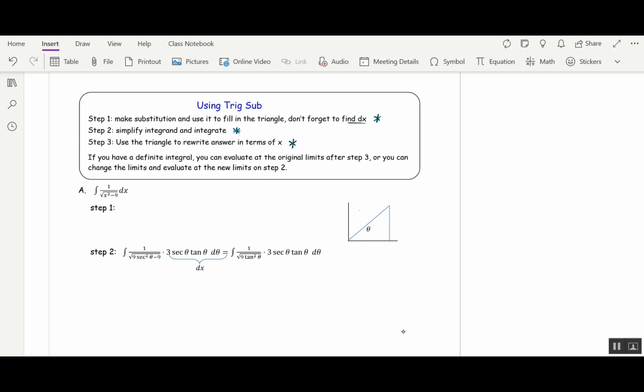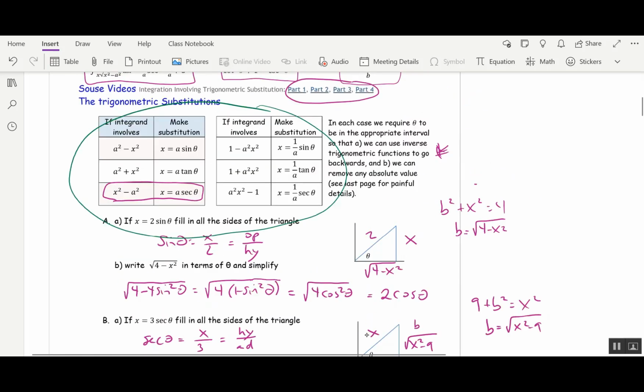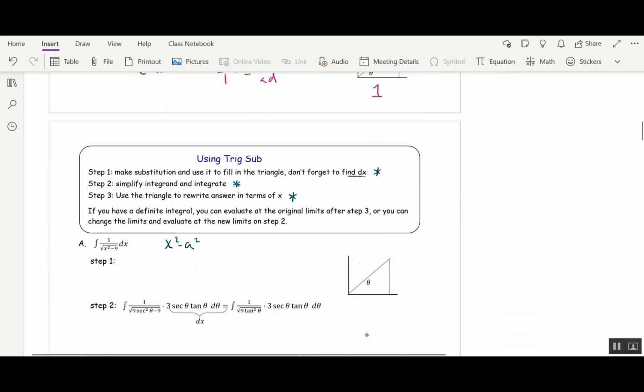So with this example here, we've got 1 over the square root of x squared minus 9. So we go up to our chart and we look for what substitution to use in the case that we have an x squared minus a squared. And if you look in that chart on the previous page, you'll see that we want to make the substitution x equals a secant theta. In this case, a is 3.